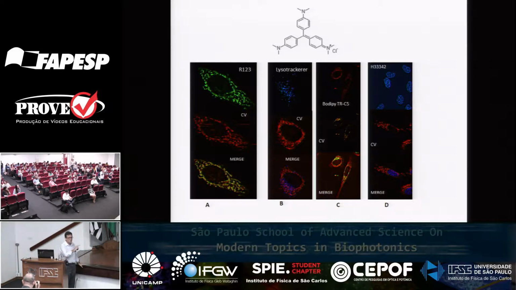It's very hard to find this type of co-localization. Even if the dye is positively charged, it's not easy to find 100%. But this one goes 100% to mitochondria. It doesn't go to lysosome. You do LysoTracker, nothing. BODIPY, it doesn't co-localize with the reticulum either. It does not go to the nucleus.